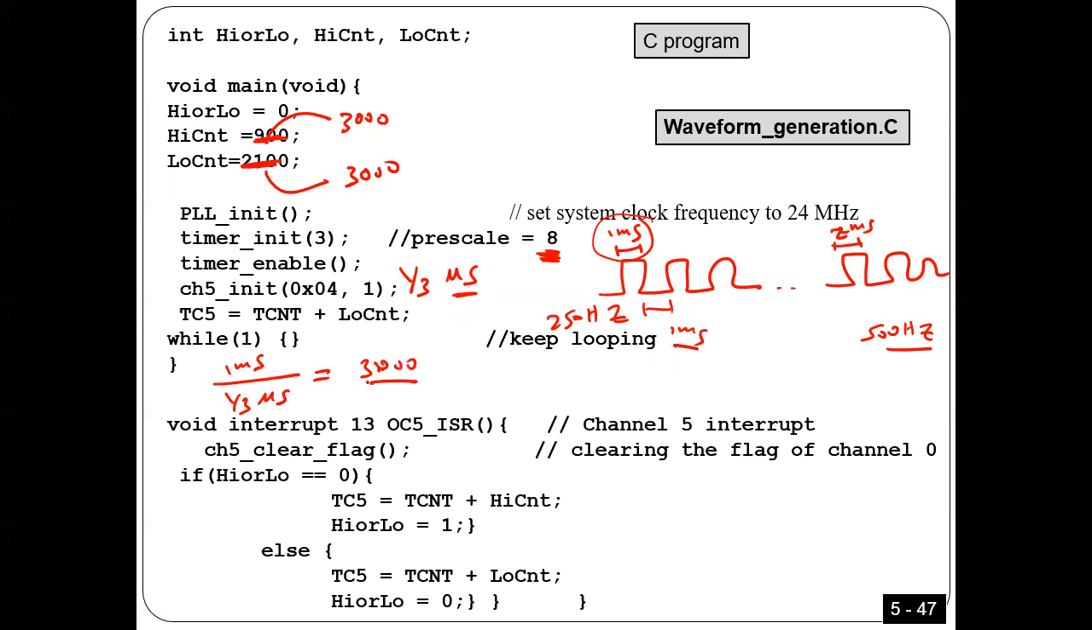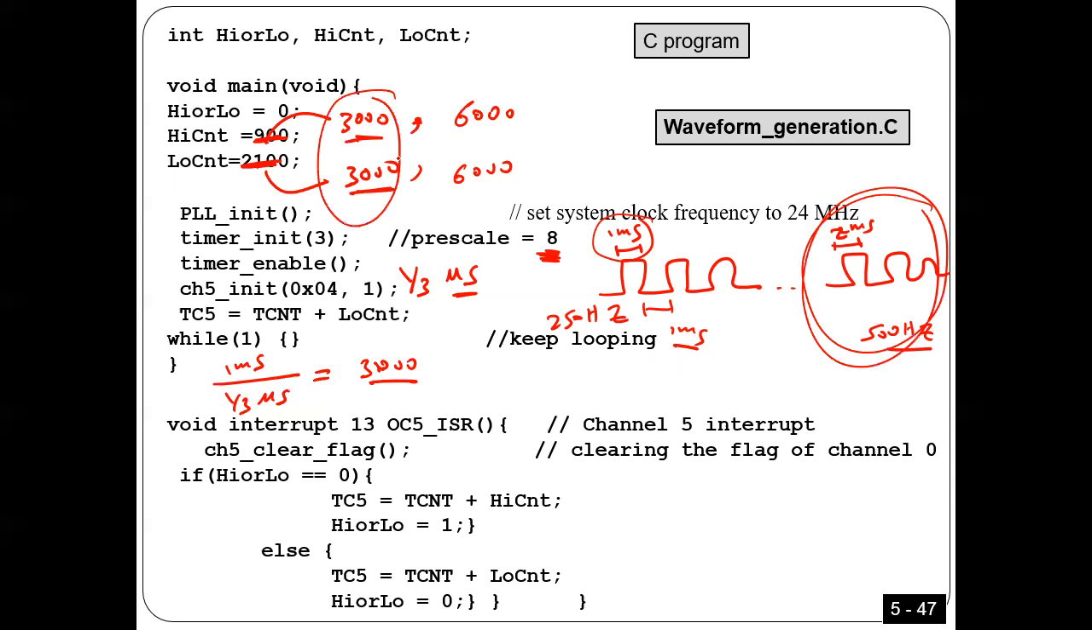So number one, if I want to generate 1 millisecond this way, as I did in chapter 3, all I have to do is change this number to 3,000 and 3,000. That's easy, right? Number two, if I want to generate a signal like this one, I have to use two different numbers, 6,000 and 6,000. That's exactly what I'm gonna do. I'm gonna use these two numbers for half a second, and then these two numbers for half a second, so that I can generate a signal like this one.